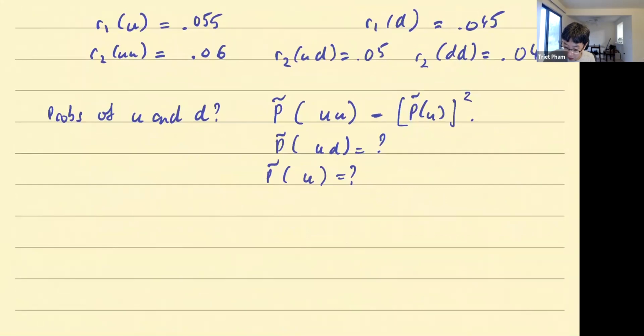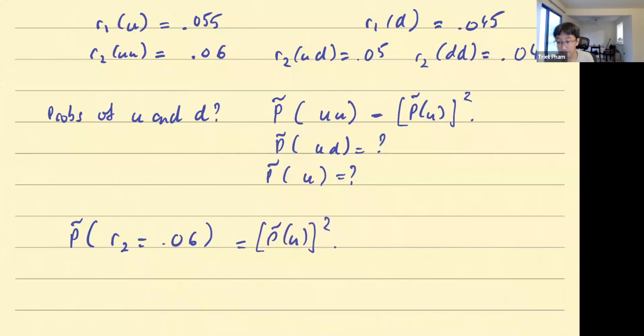So in other words, you know how this is important, right? For example, what's the probability, let's say, of R2 equals 0.06? That's going to be whatever that quantity P tilde U is, squared. Is that okay? But the question is, what is this guy? And then, of course, from there, we also will know what is this guy. But what is it? Does anyone know?